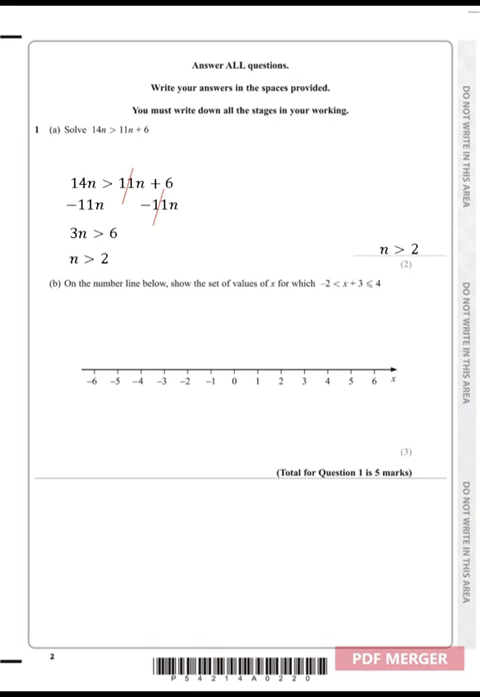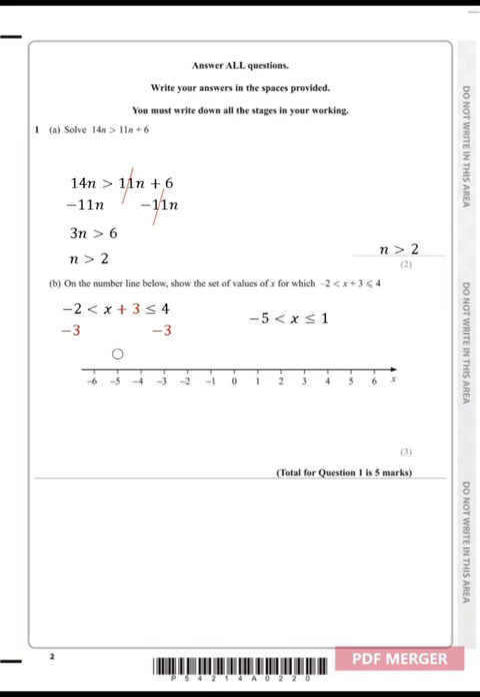Part B, on the number line below, show the set of values for x for which minus 2 is less than x plus 3 less than or equal to 4. Now normally for inequalities, the middle should be just x, but we are dealing with x plus 3. Now the best way to solve this question, we need to subtract 3 from both sides of the equation to make sure that the middle would be x. So subtract 3 from both sides and also the middle. So we're left with minus 5 is less than x less than or equal to 1.